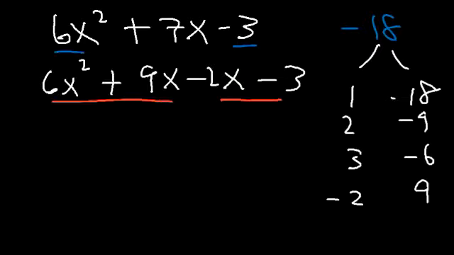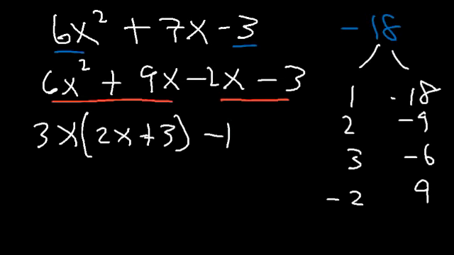So now let's factor the GCF. The GCF for the first two terms is 3x. So 6x squared divided by 3x is 2x, and 9x divided by 3x is 3. Now if we factor out a negative 1 for the last two terms, negative 2x divided by negative 1 is 2x, negative 3 divided by negative 1 is plus 3.